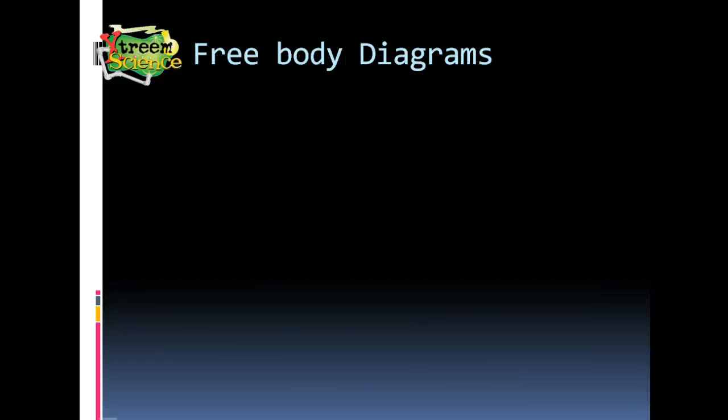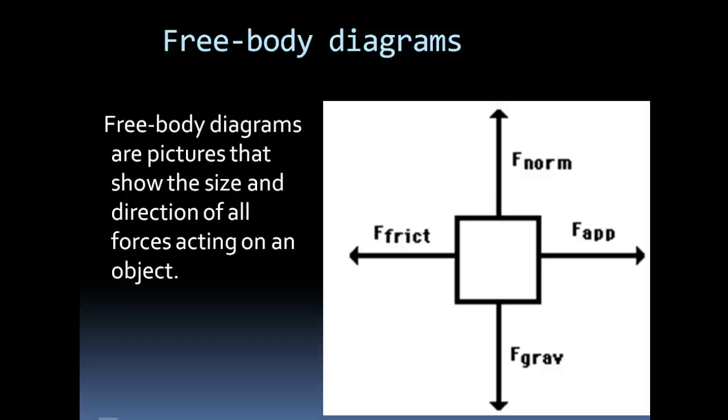So free body diagrams, what are they? Free body diagrams are simply a picture that shows the size and the direction of all forces acting on an object. If you look here, it's drawn as a box generally, and then you have the arrows drawn in either direction. So always, always, always, we will have the force of gravity, which is annotated by F GRAV, or F sub G is fine as well. The normal force is always perpendicular to the surface. So F NORM, N-O-R-M, or F sub N is fine as well. We'll talk about that in class.